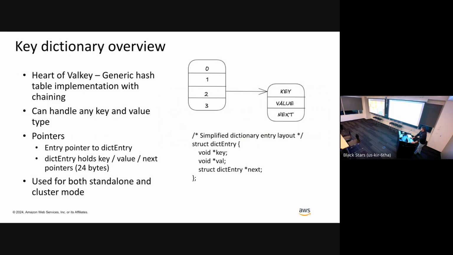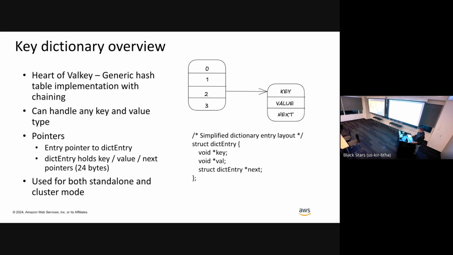So let's briefly touch upon how internally valkey stores data. At the core of valkey, there is this hash table implementation. It is pretty generic. It supports like any kind of key value pairs. And the basic idea is that there are buckets, which you can see in the diagram. So there are multiple buckets. You receive a key, it gets hashed to a particular bucket.